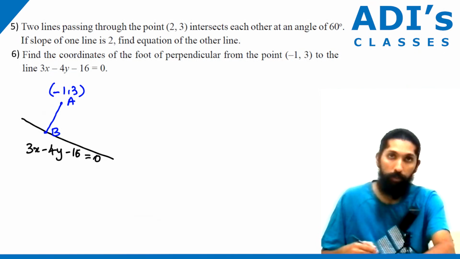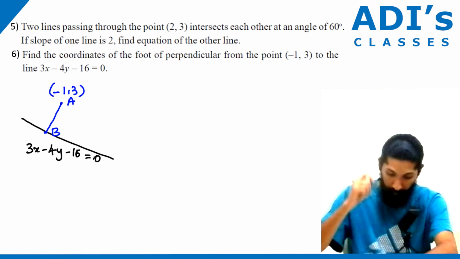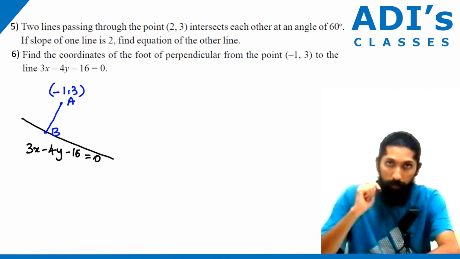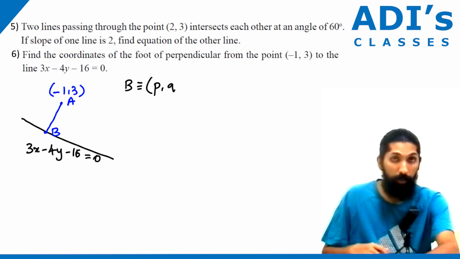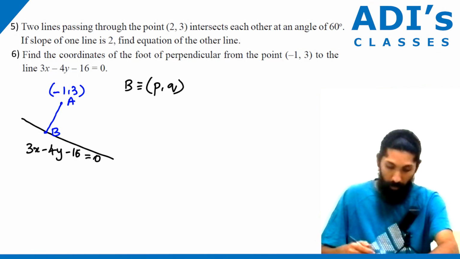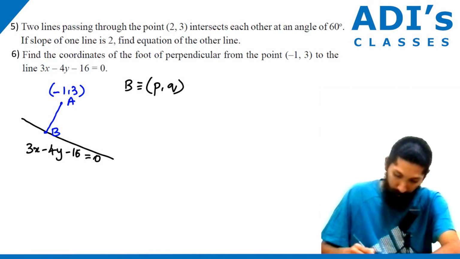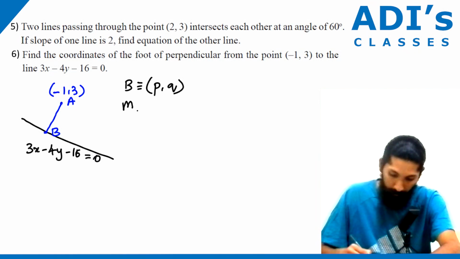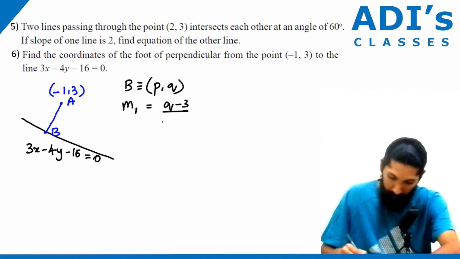Now, first thing, what we know, AB and that line, these two are perpendicular to each other, correct? Since they're perpendicular, product of the slopes is what? Minus 1, isn't it? Now, say the coordinates of B, let it be P comma Q. Let's not take X and Y because X and Y we are already using for the line. Now, P comma Q, we will calculate the slope. Slope of AB, let's say M1, is equal to Q minus 3 divided by P plus 1.